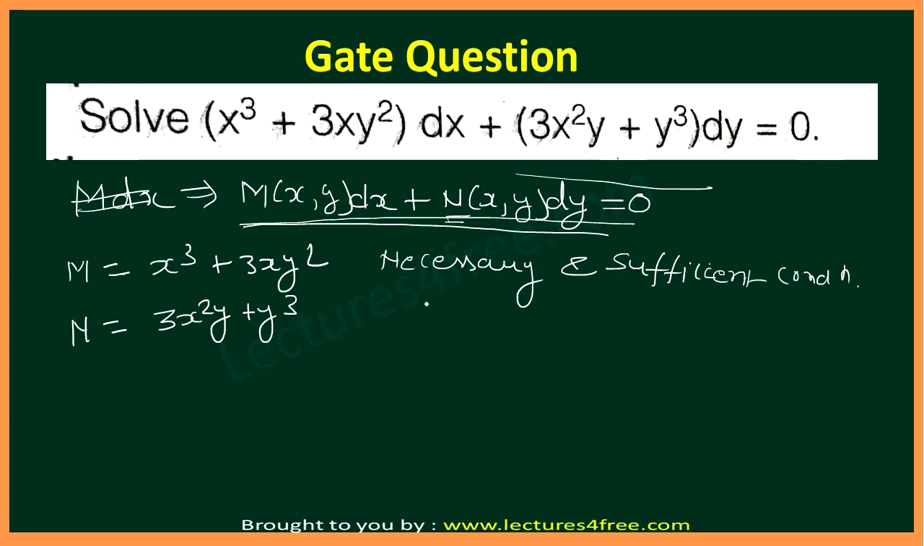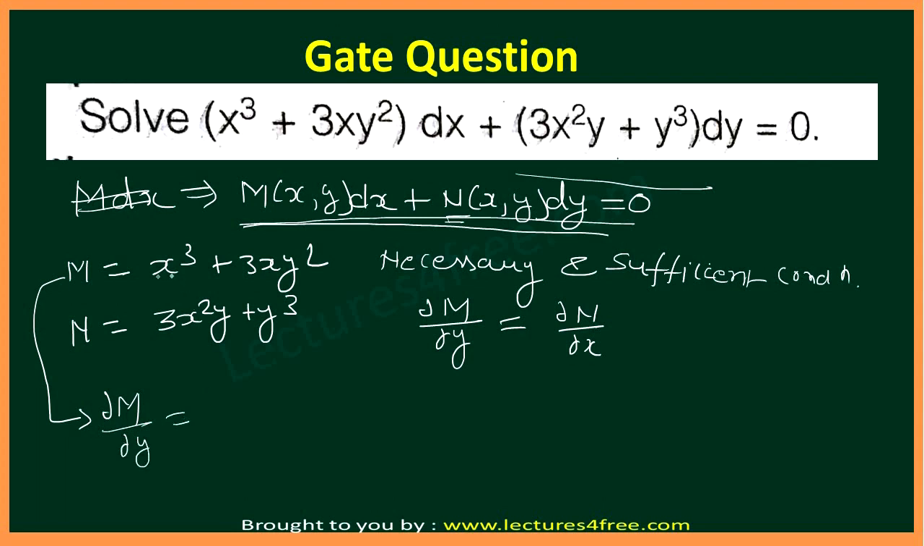To be exact, ∂M/∂y should be equal to ∂N/∂x. So now, first differentiate M with respect to y partially. I am going to differentiate M with respect to y partially. The first term, x³, will be treated as a constant, so it will be 0.